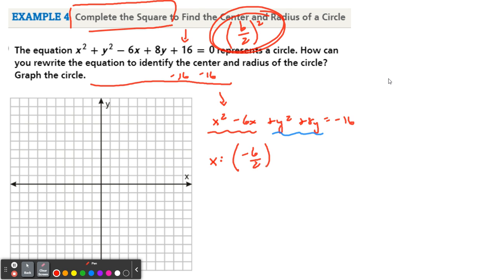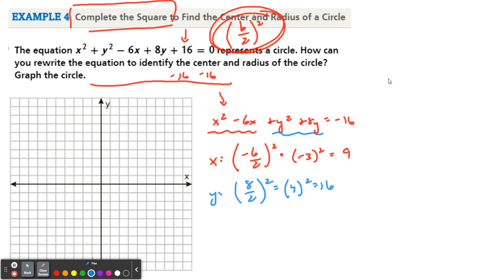We're going to divide it by 2 and square it. Negative 6 divided by 2 is negative 3, and squaring negative 3 gives a positive 9. We'll do the same thing with the y's. Again, if this y squared had a coefficient, you'd have to factor it out, but it doesn't. So we take half of 8, because 8 is the b term with the y. Half of 8 is positive 4, and when you square it, you get 16.